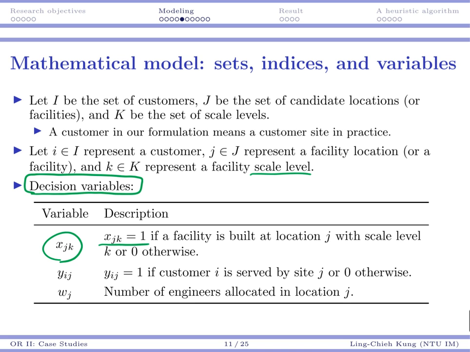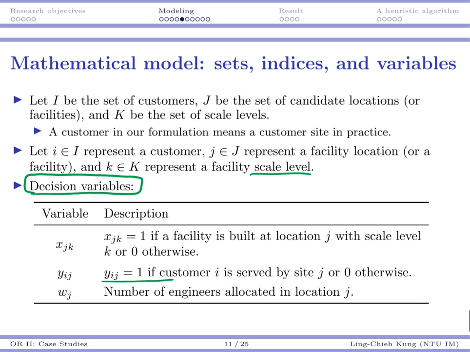So x_jk would be 1 if a facility is built at location j with scale level k, or 0 otherwise. In this case, x_jk certainly has j and k, location and scale level, as the indexes, because for each location j, you choose 1 out of all those possible scale levels. So x_jk is our main decision variable.